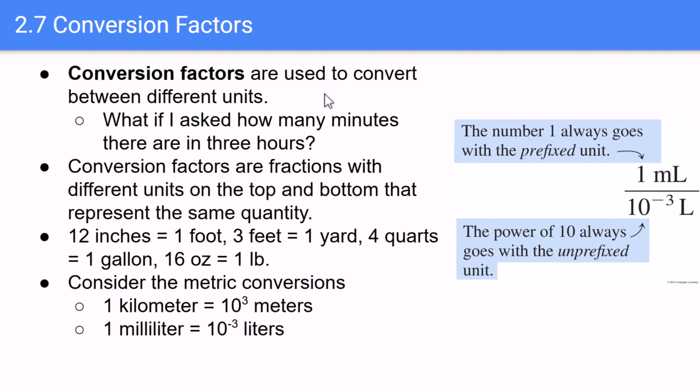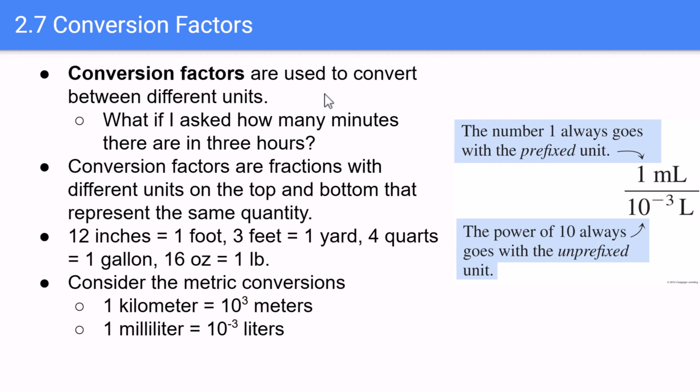Or let's say that you're working in the nursing field and you're given this amount of medication and it needs to be converted into something else, or you need to figure out how much of that medication to give to an individual. This is how we use things called conversion factors, and they're used to convert between different units.